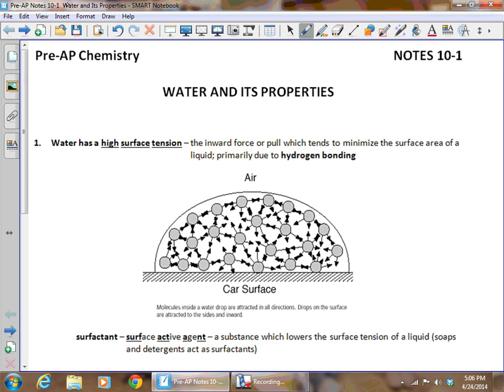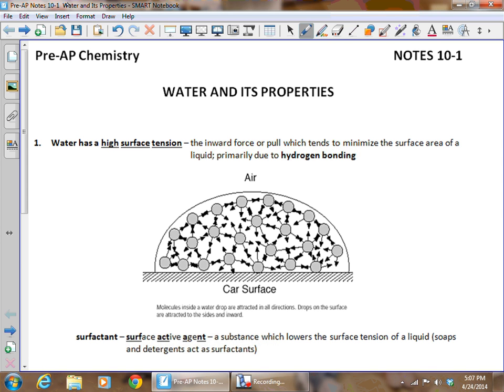So today we're going to talk about water and some of its very strange properties. Water is such a common substance to us that we don't think about how weird it is. But for its size, water is way weird. So let's look at some of these characteristics.